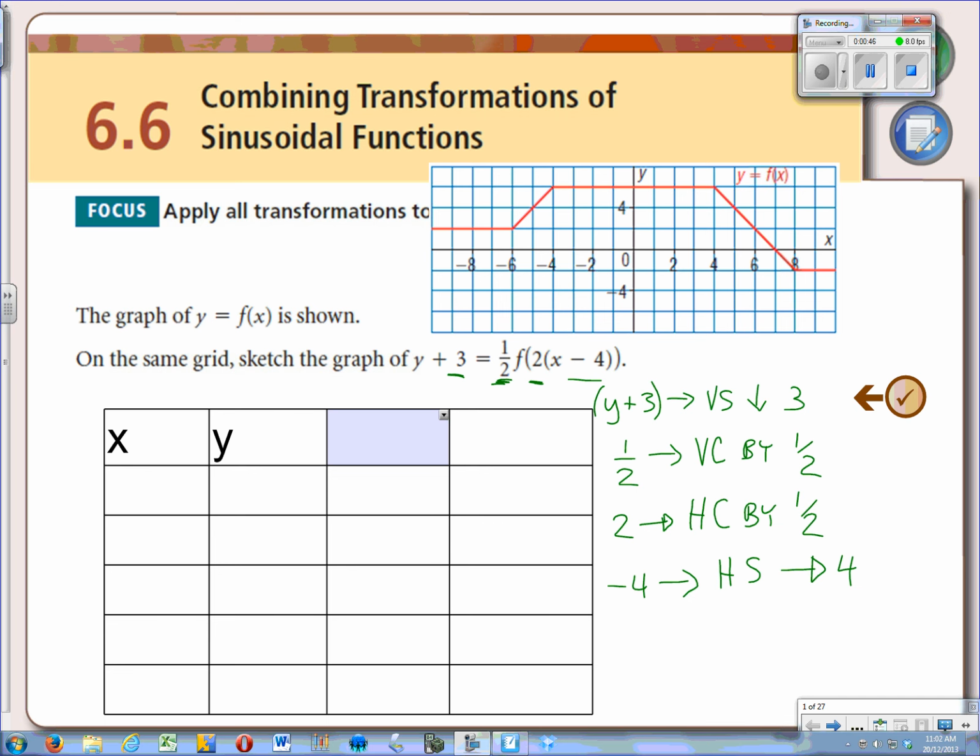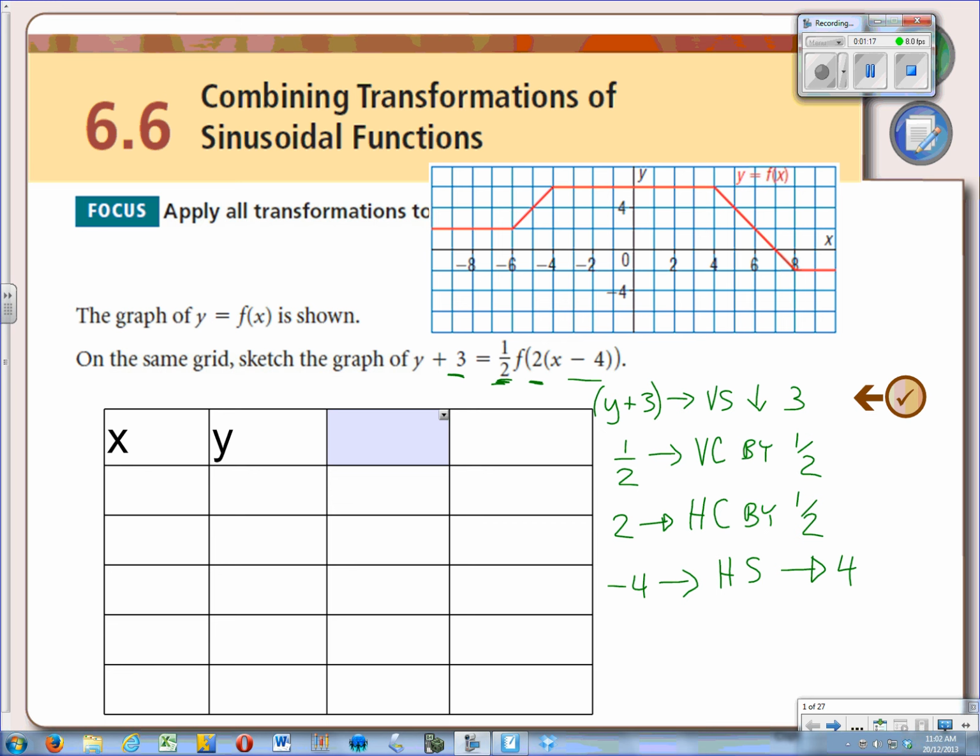So I kind of got a head start on you here. The y plus 3, as we remember, is a vertical shift down 3. The 1/2 in the a value spot is a vertical compression by a half, multiply y by a half. The 2, where b is, will be the reciprocal, the horizontal compression by a half, and the -4 will be a horizontal shift to the right 4. So I've written down those transformation steps over here in green.